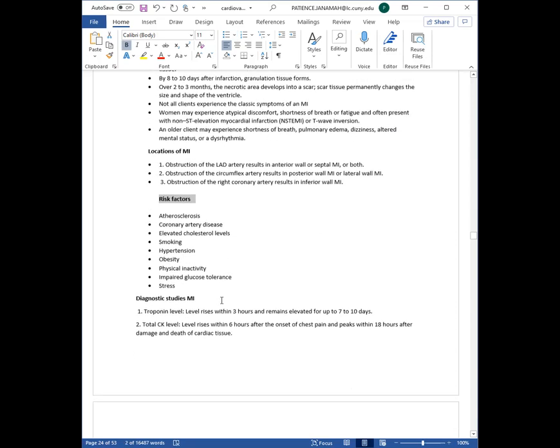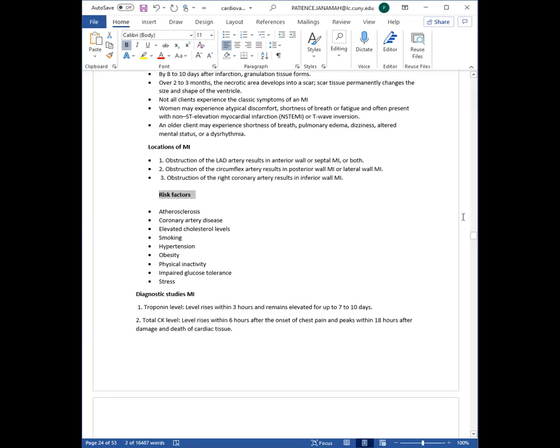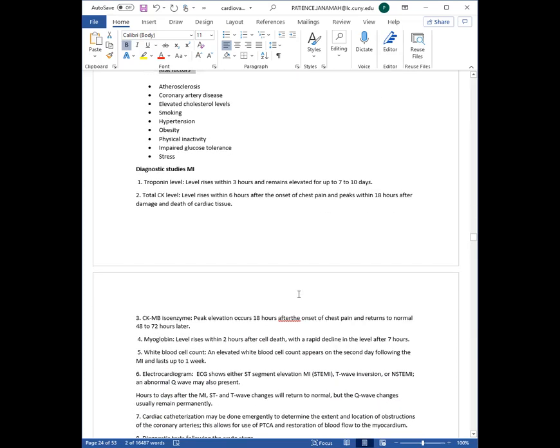Let's talk about the risk factors. What makes you at risk for myocardial infarction? People who have atherosclerosis, coronary artery disease, elevated cholesterol. Patients that have a history of high cholesterol are at risk. Those who smoke are at risk. Hypertension, obesity, physical inactivity, impaired glucose tolerance, and then stress, too much stress.